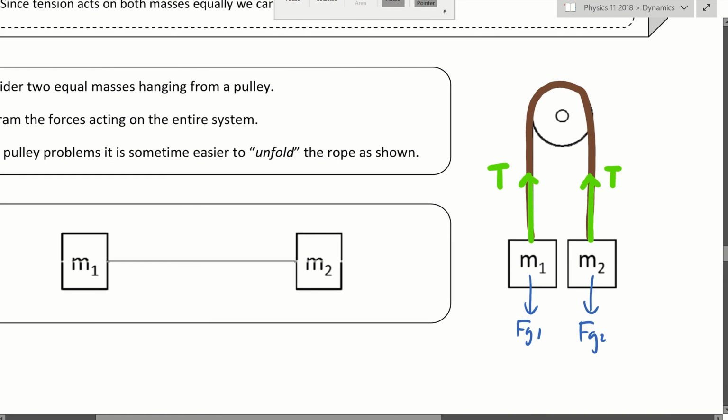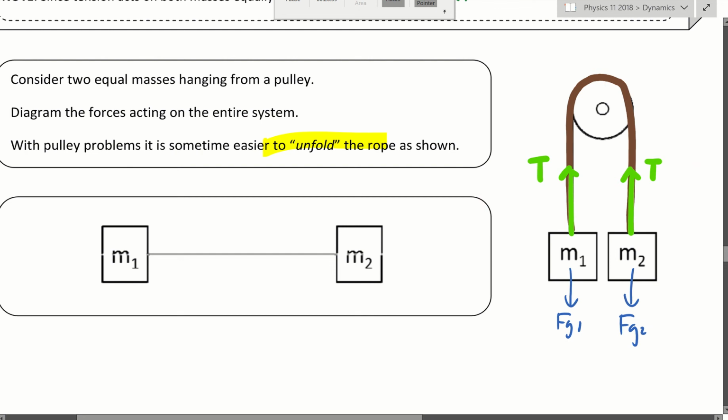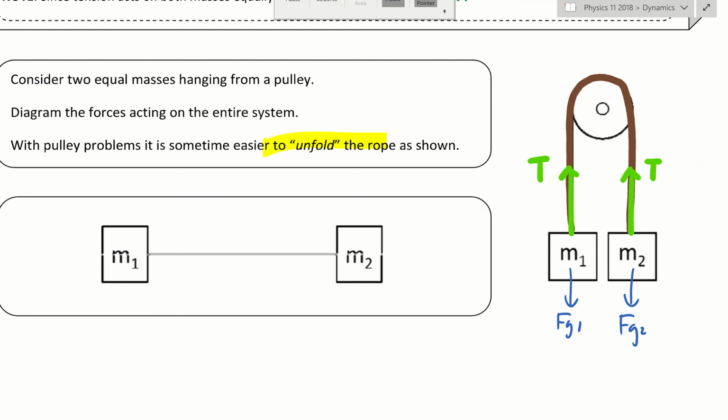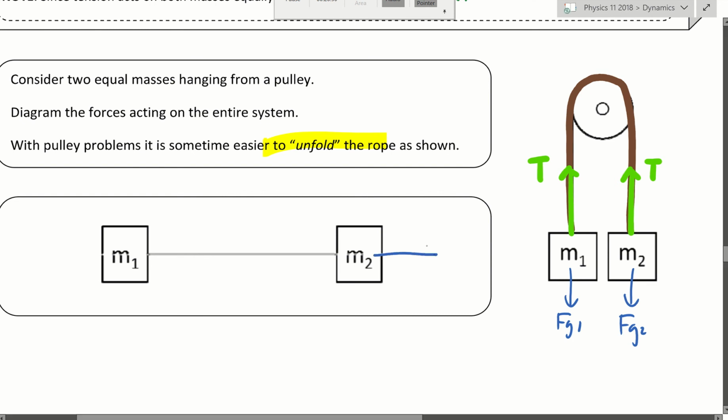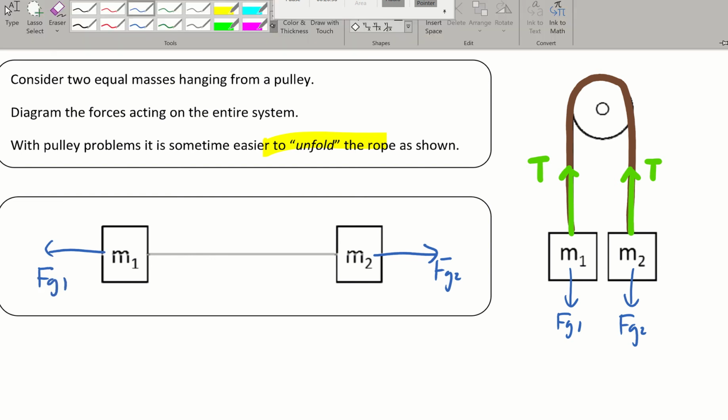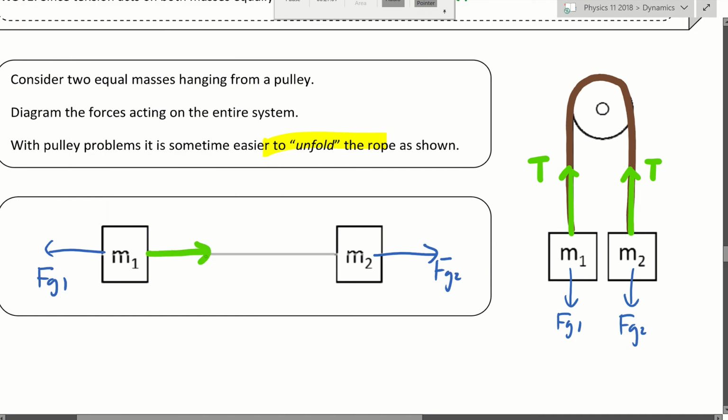So sometimes people like to unfold the rope like so. Just imagine taking these two masses and unfolding them, flattening them on the table. Then what it looks like is something like this. M2 is going to have Fg2 and M1 is going to have Fg1. So just unfolding it, and then where are the tensions? If you draw it this way, then the tension will be this way, right? So tension and tension.